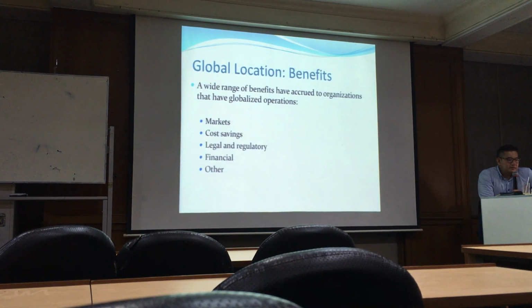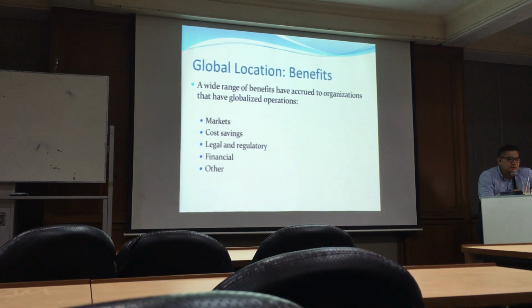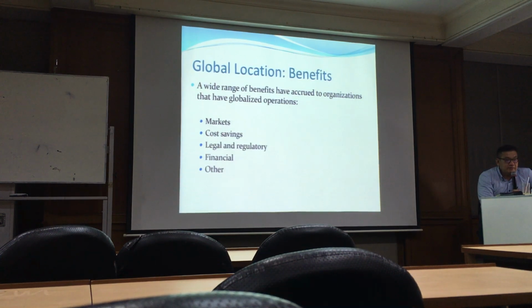What are the benefits of doing the global location? For sure, you have more market, right? You penetrate beyond the existing market. You have other markets to do business with. You can have cost savings, because you go into places or countries that might help you reduce the labor cost or the transportation cost, something like that.